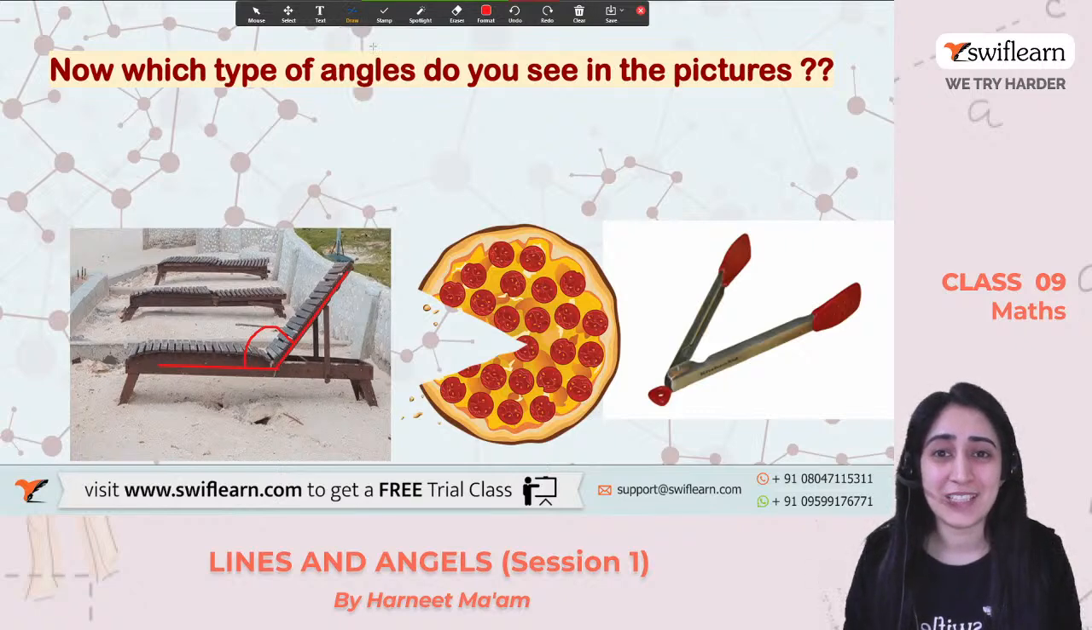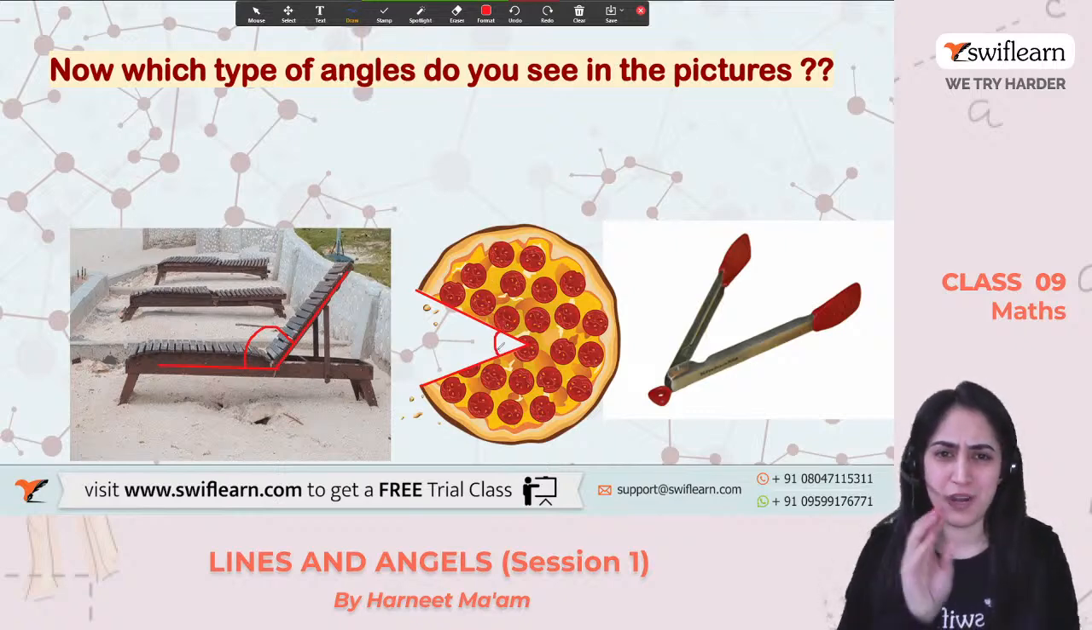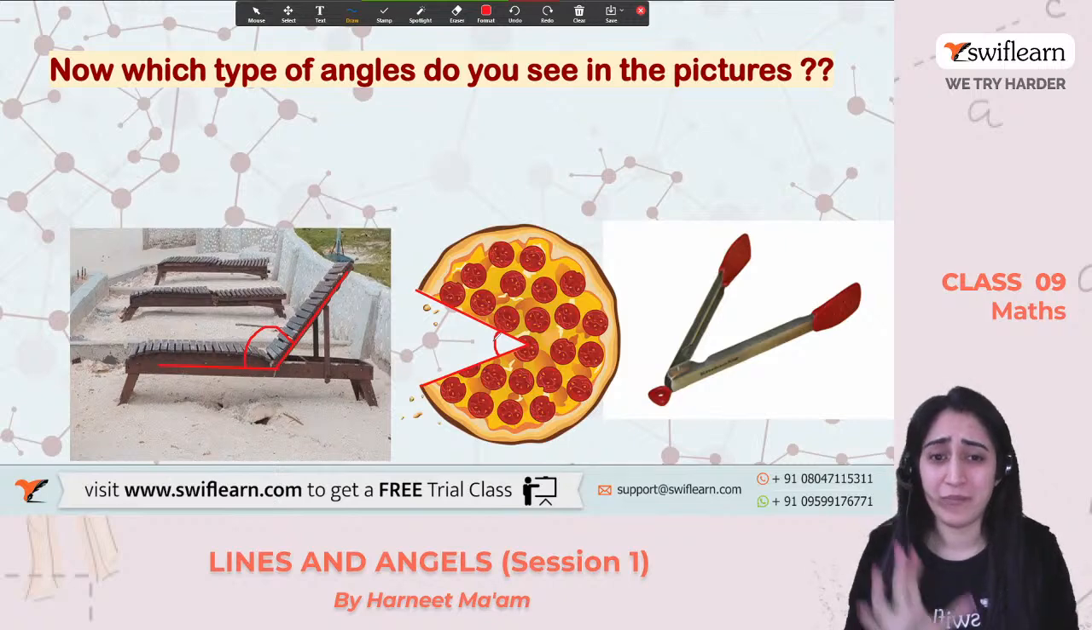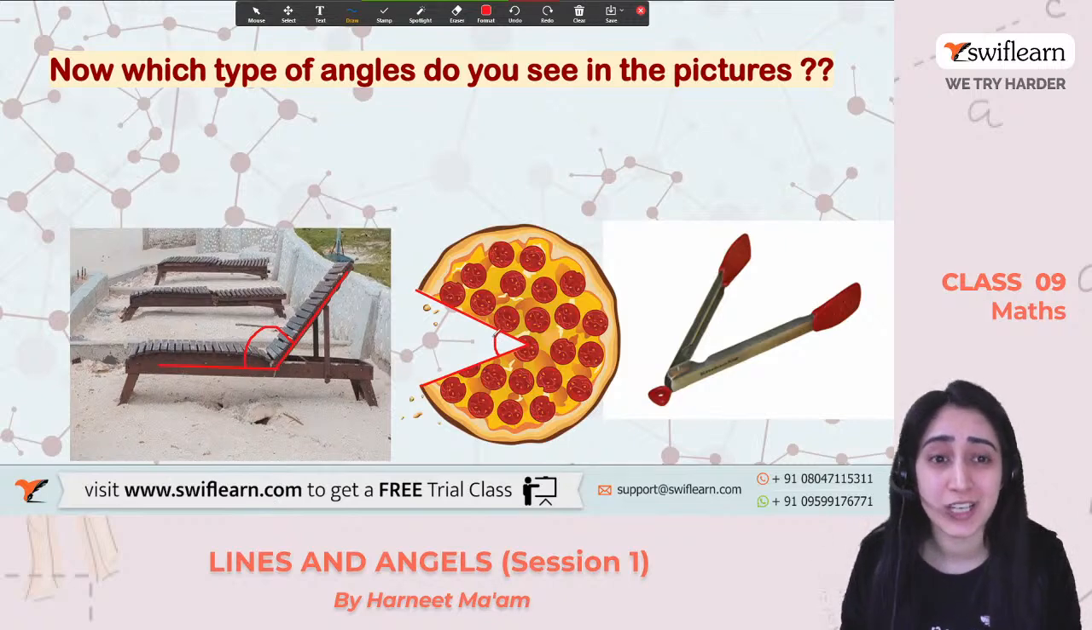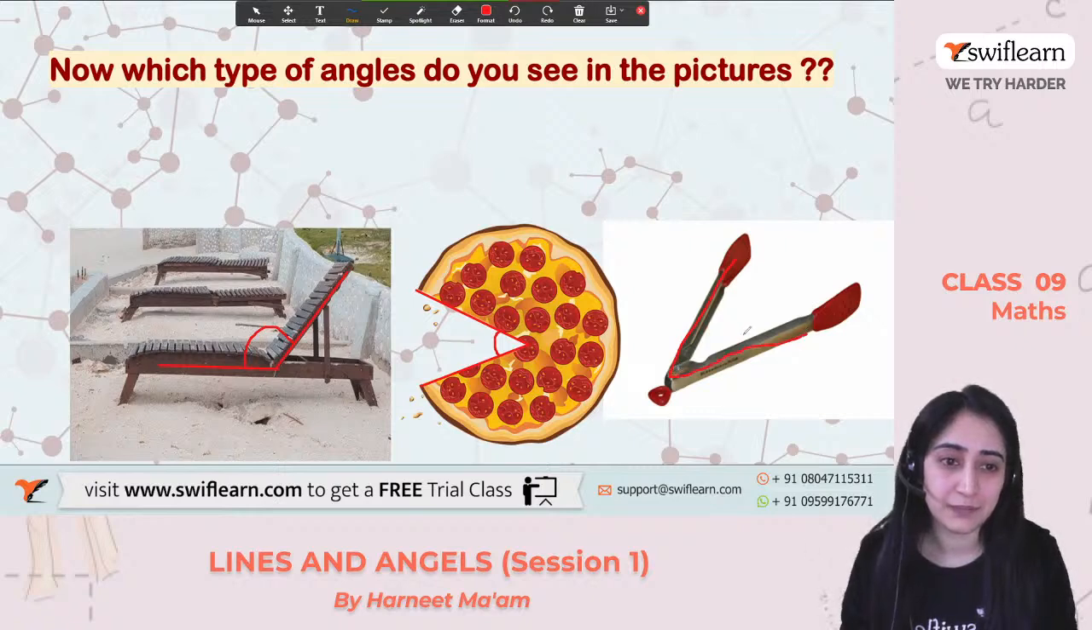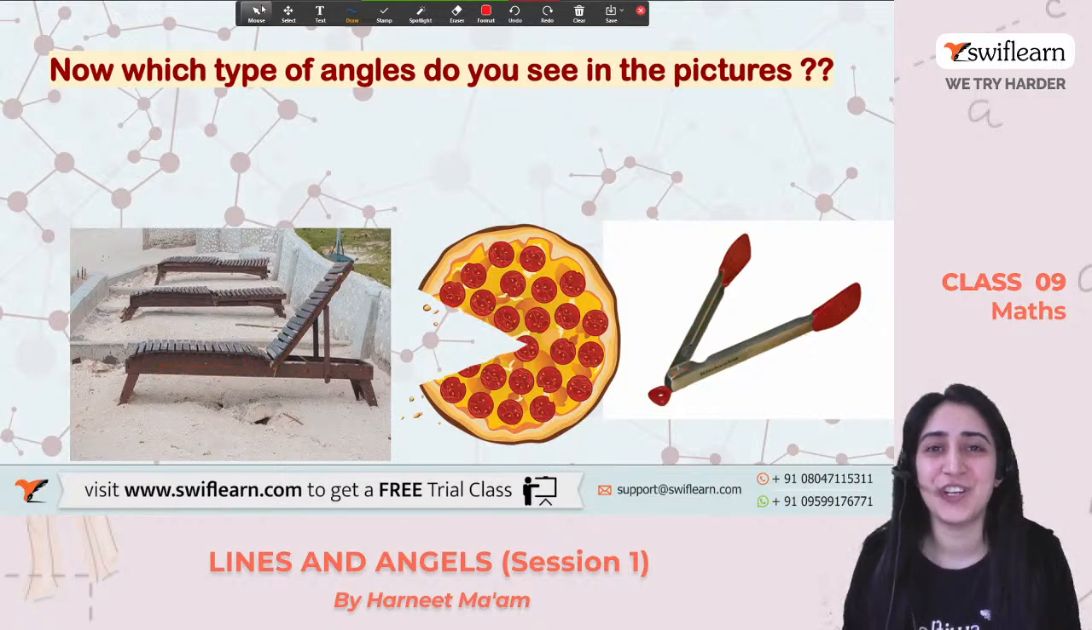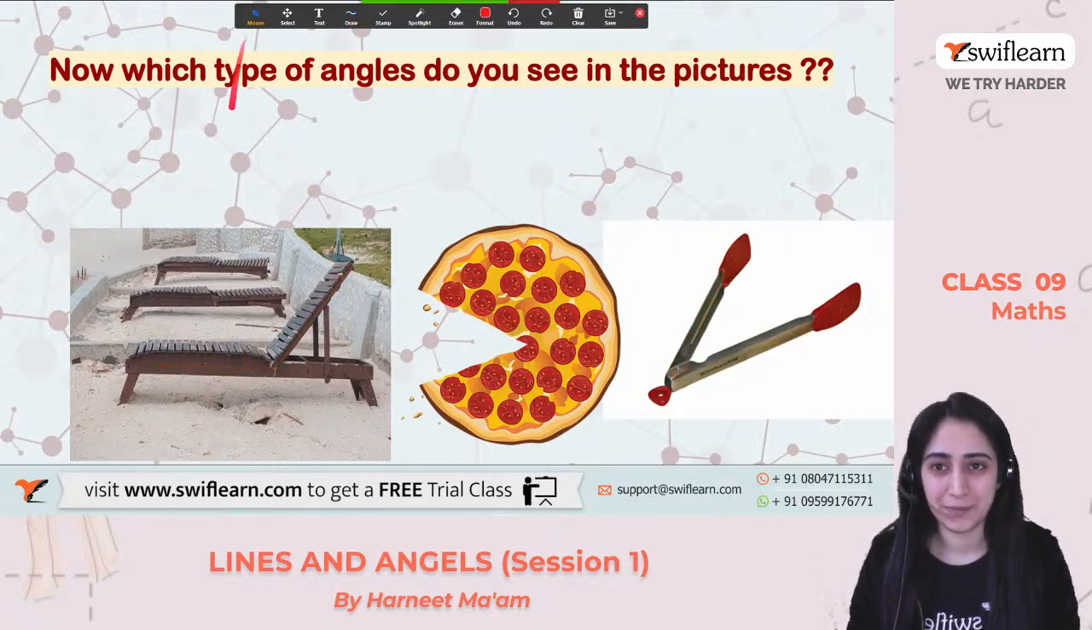Good. Let's see this one. What happens here? What angle is being formed here? This is a small angle. It's less than an L, right? So it is an acute angle. Same here. Let's see what happens in this one. So it is an acute angle, right? Good. Very good. Well done.